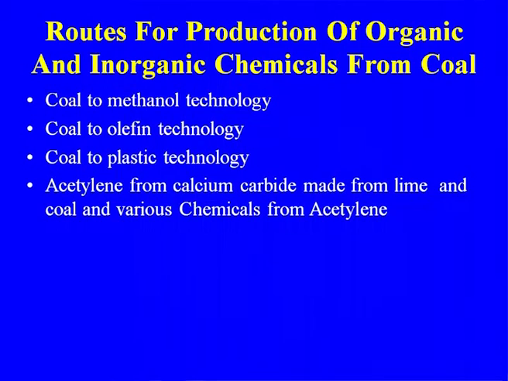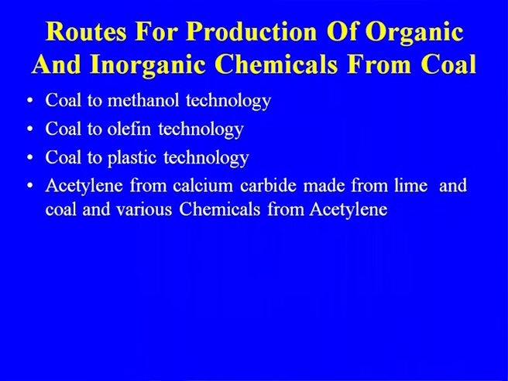Coal to plastic, this is also from the coal to olefin, and these olefins are being used for making plastic. Already China is going to have a plant based on coal for the production of plastic. Acetylene from the calcium carbide made from lime and coal, and the various chemicals from the acetylene.